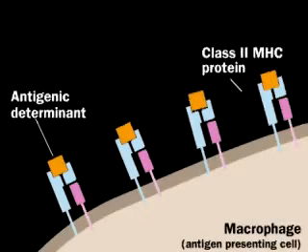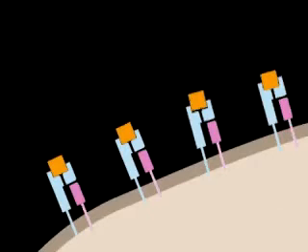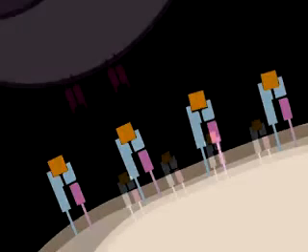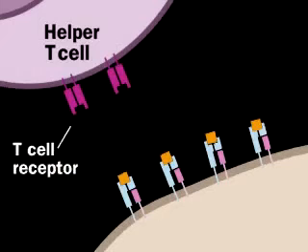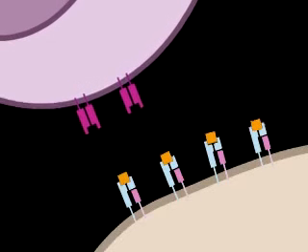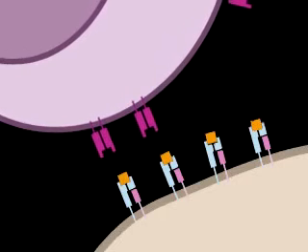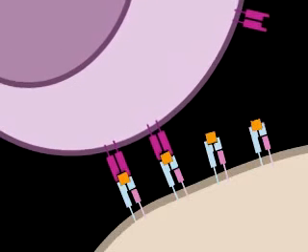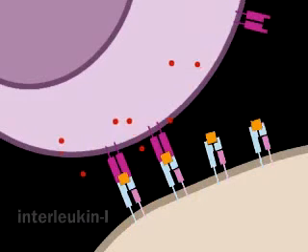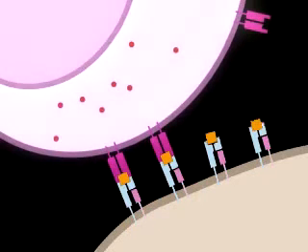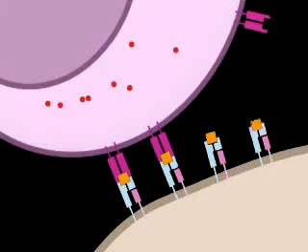A cell displaying such foreign antigens on its MHC proteins is called an antigen-presenting cell. A helper T cell can bind the displayed antigen if the T cell has surface T cell receptors that correspond to a specific antigenic determinant on the displayed antigen. Once the helper T cell has docked, the antigen-presenting cell releases interleukin-1, a cytokine that activates the helper T cell.